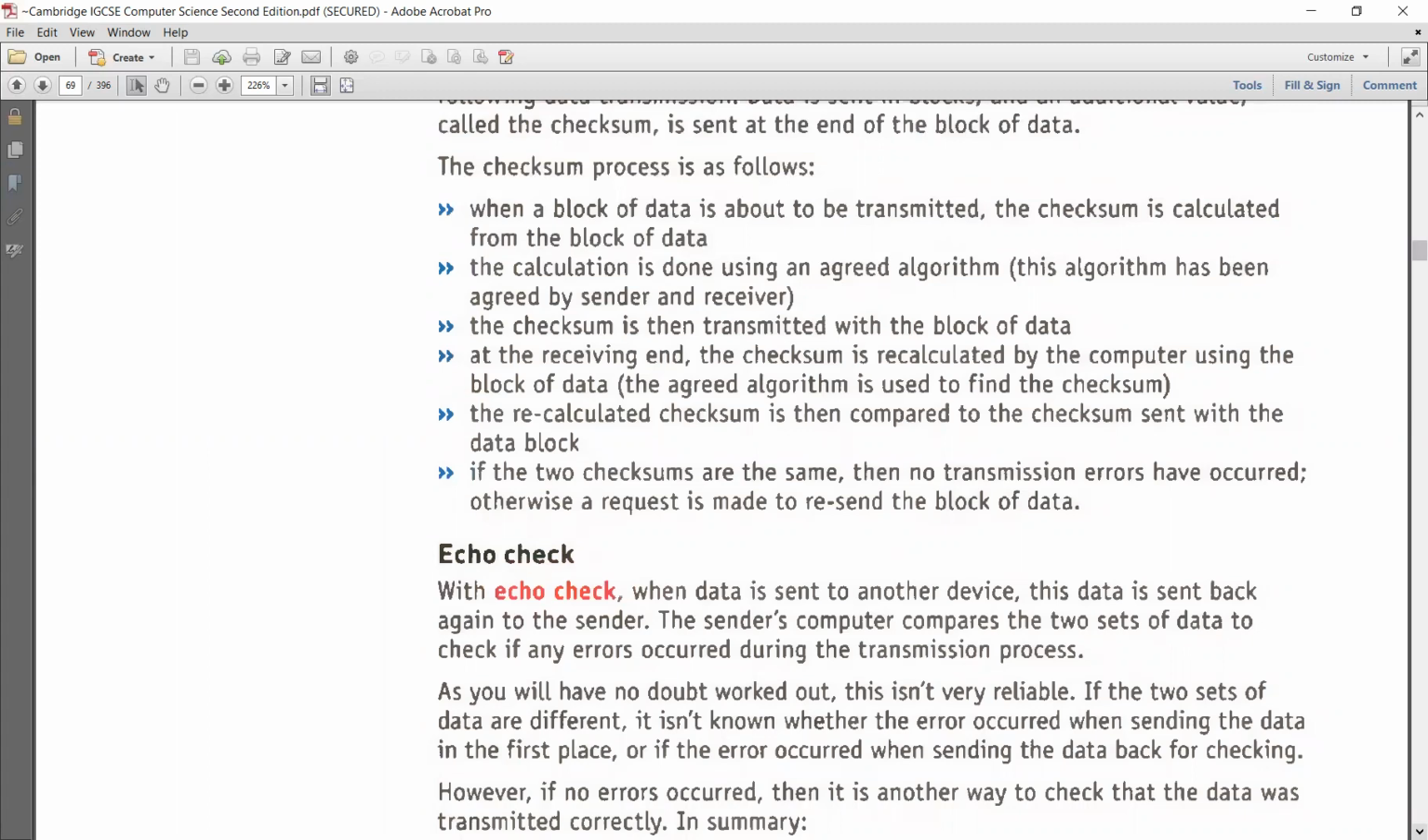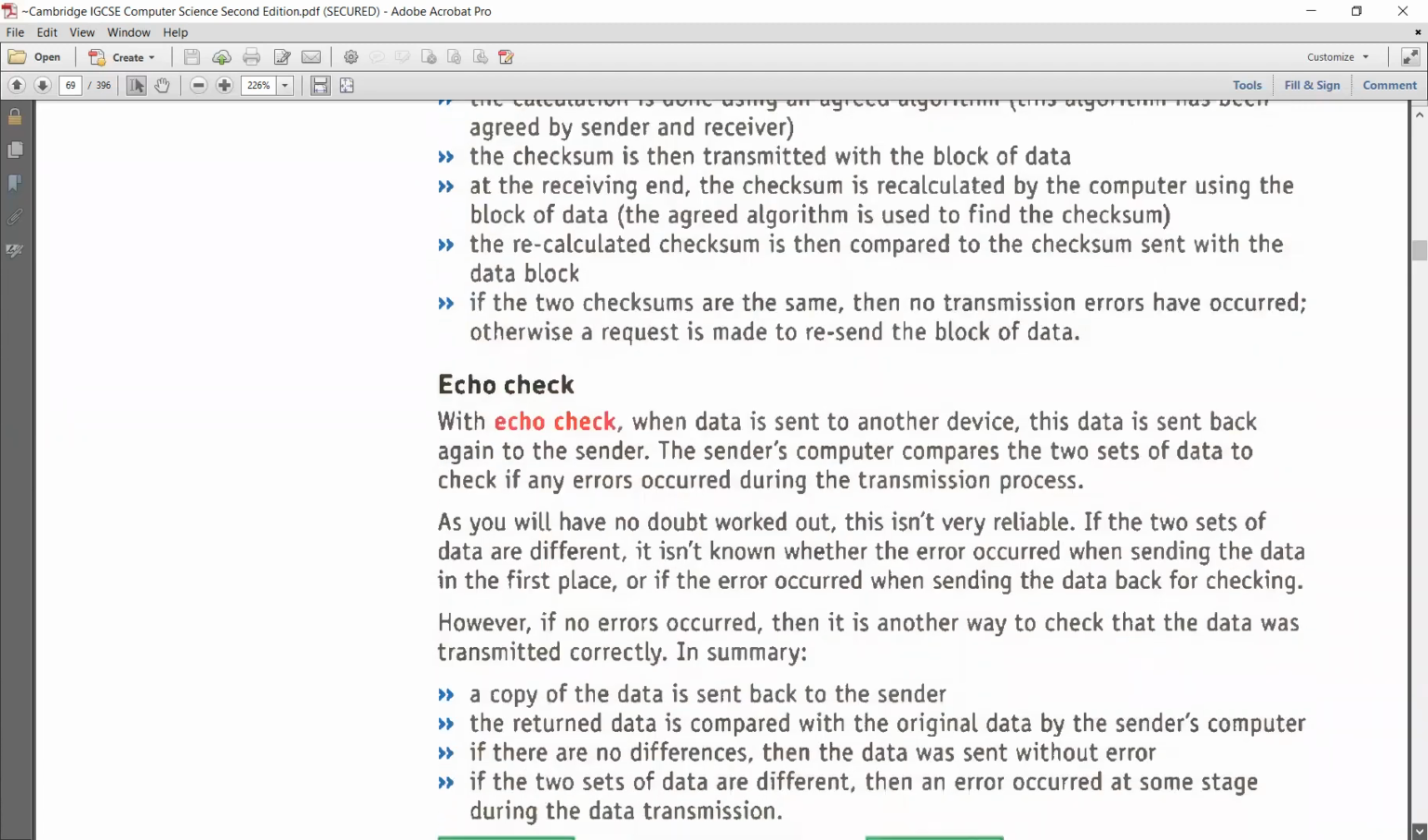Echo check, as you can see, means that you are going to send the data and the data is sent back. So with echo check, the data is sent to another device, the data is sent back to the sender, and then the sender is going to compare the two sets of data to check if any error has occurred during transmission. But the problem with echo check is I cannot be sure whether the error occurred when the data was sent or when the data was received. And that is why it is not a very preferred method.